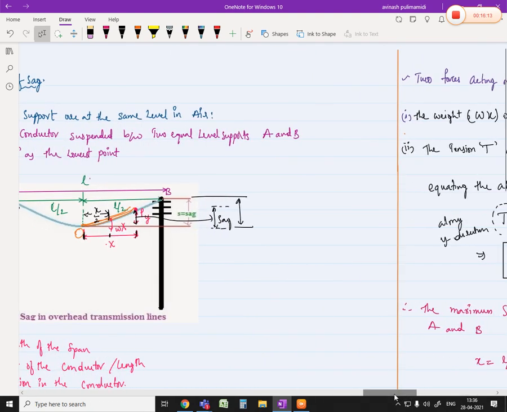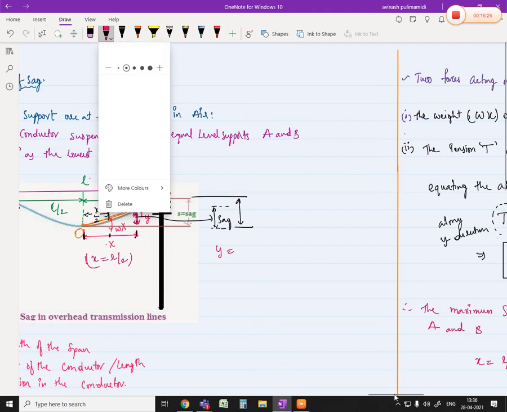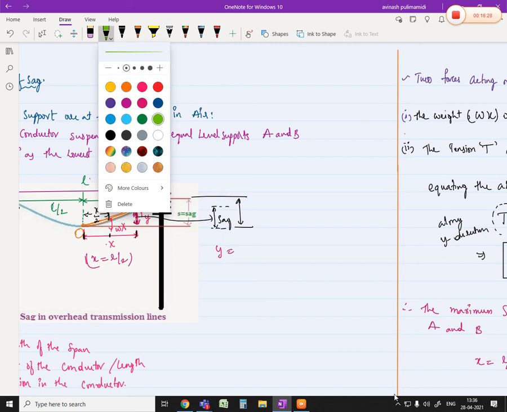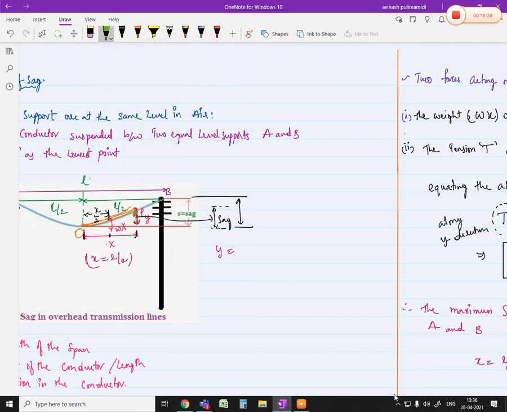If you observe this, what is this? X is nothing but L by 2. What is that y? Hope you understand here. So this is nothing but the sag. This is nothing but the sag. Therefore y is nothing but S. Y is equal to S and x is equal to L by 2.